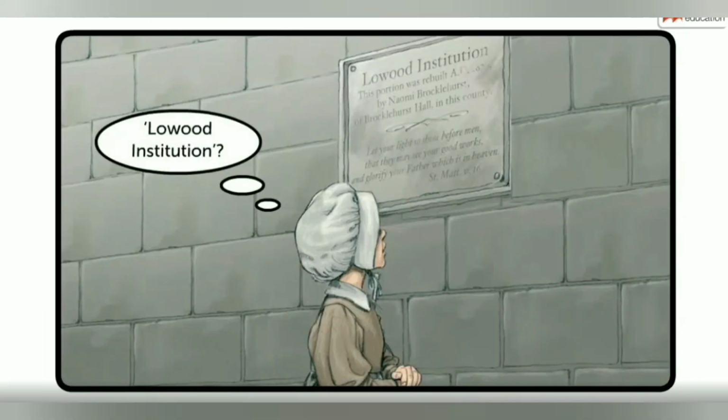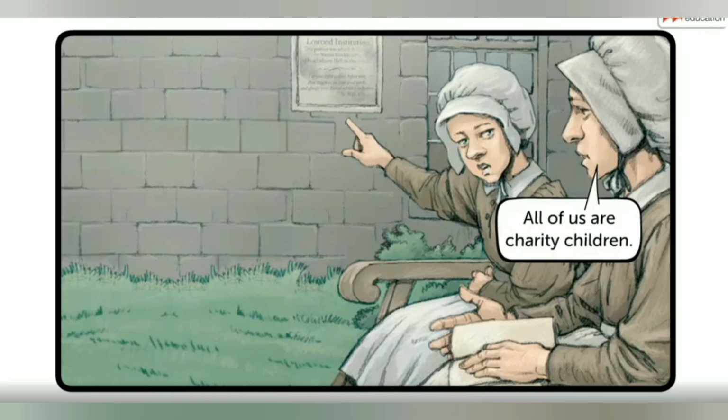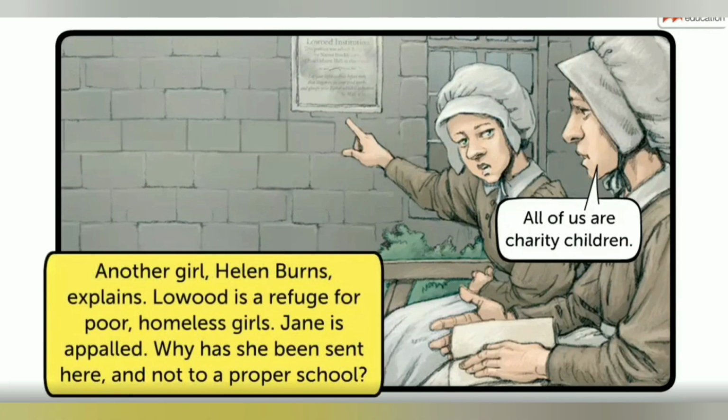Lowood Institution? Jane is confused by the inscription she reads about her school. All of us are charity children. Another girl, Helen Burns, explains. Lowood is a refuge for poor homeless girls. Jane is appalled. Why has she been sent here and not to a proper school?